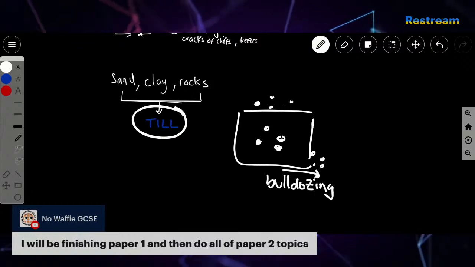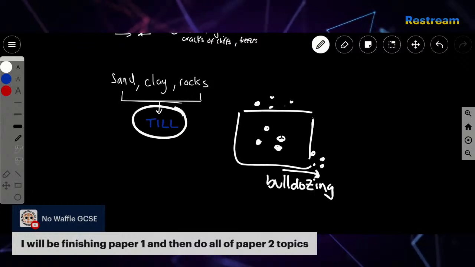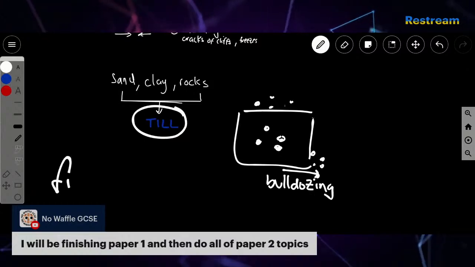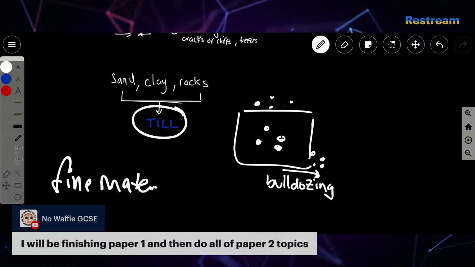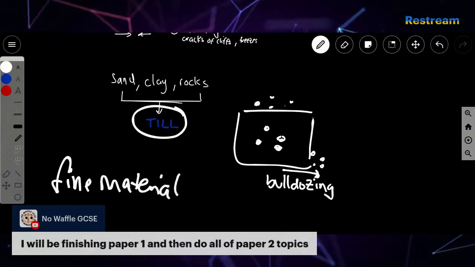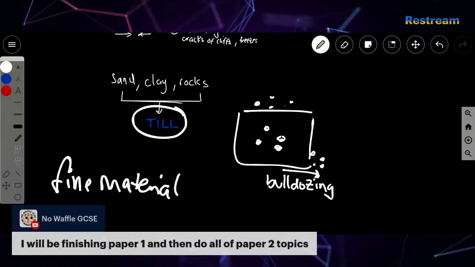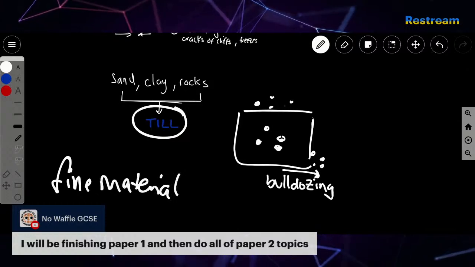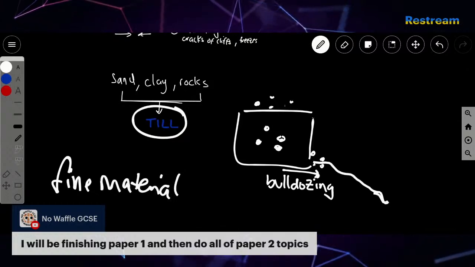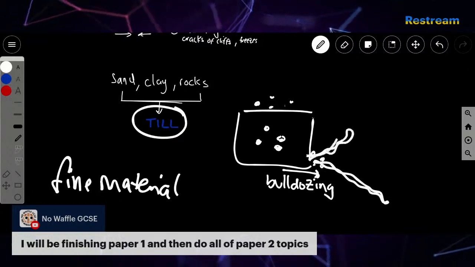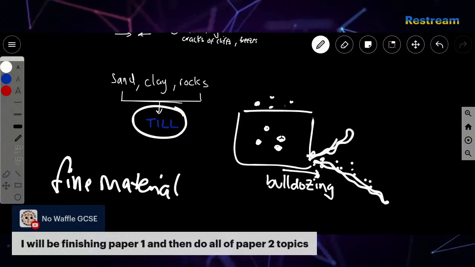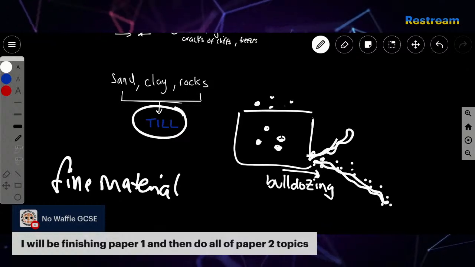However, for fine materials such as sand and gravel, these can actually end up getting washed away from the front of the glacier by small meltwater streams. So, what can happen is the front of the glacier can start melting, and this can then end up depositing the sand.